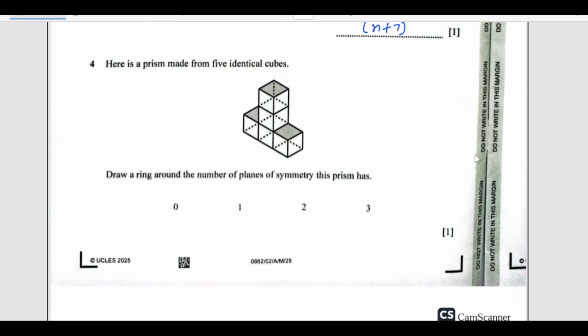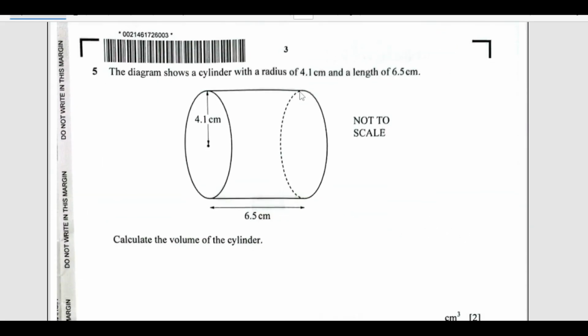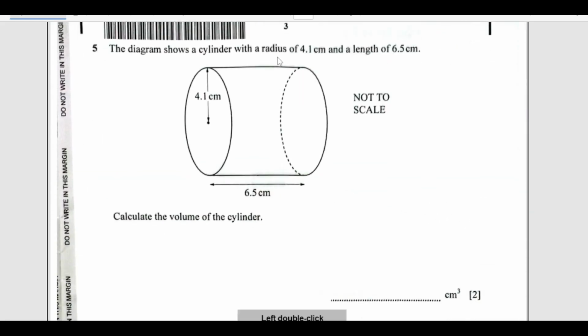Number 4, here is a prism made from 5 identical cubes. Draw a ring around the number of planes of symmetry in this prism. So planes of symmetry, you will see there will be this plane, going downward, and the other one is going to be the other around this. So there are 2 planes of symmetry. One passes from this side, another one this side, both are vertical.